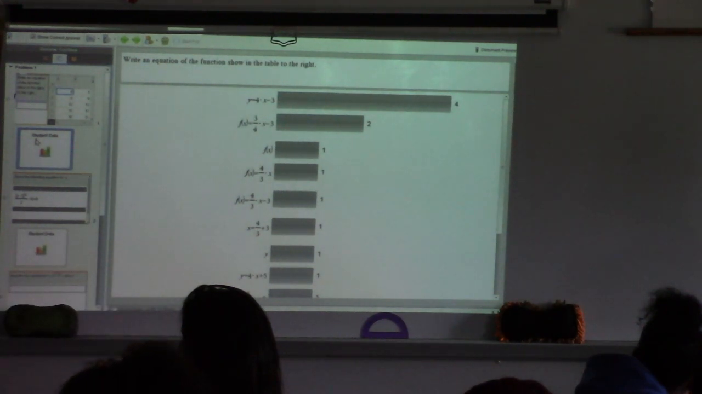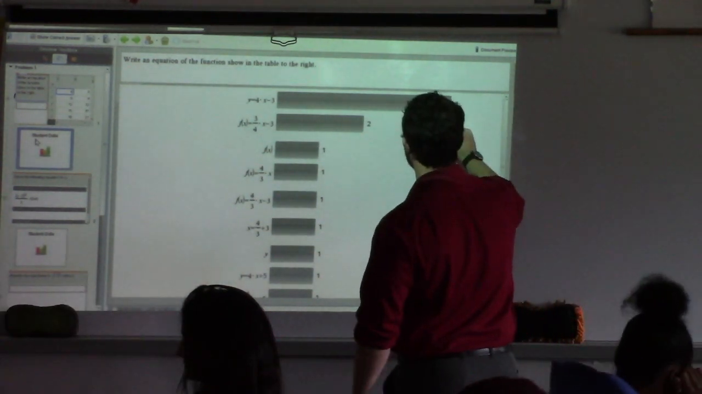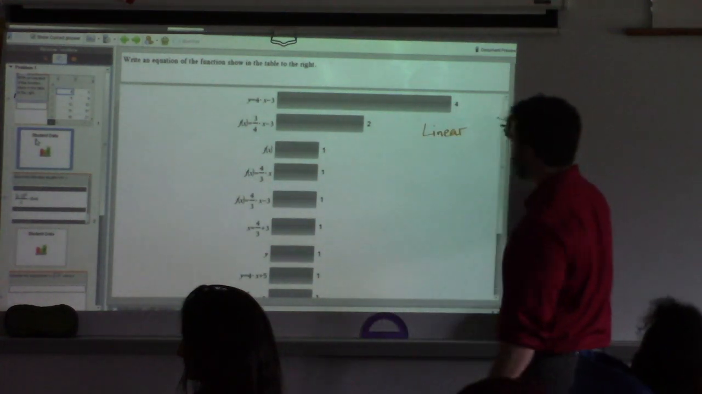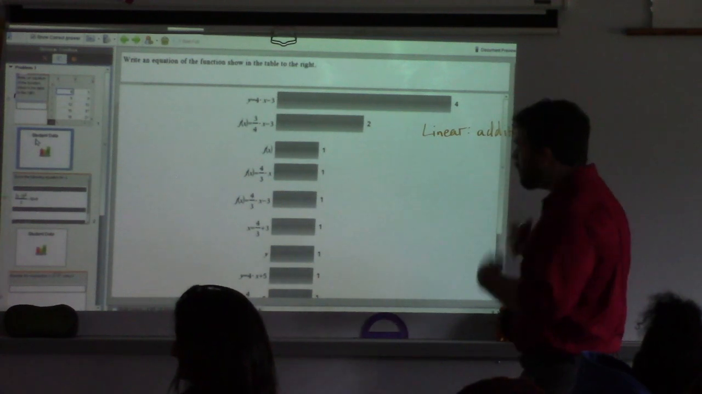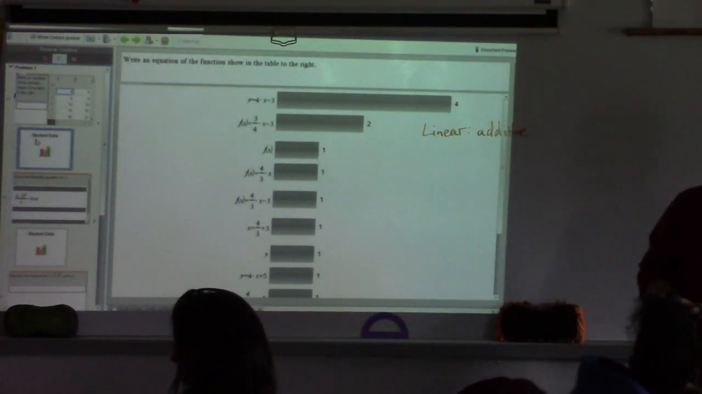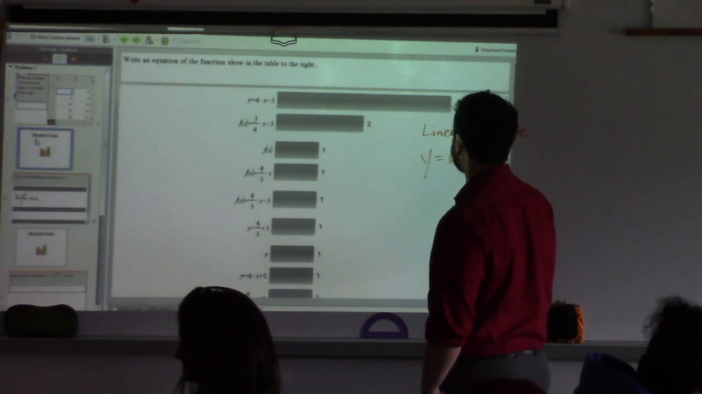But yeah, if we're going to say it's a linear function, or if we're going to write the equation, we need to know the type of function it is. So the fact that we're agreeing it's linear means that we all saw what kind of rate of change? Additive, right? As soon as we see it's linear, as soon as we see it's additive, what's the equation we're dealing with? Y equals mx plus b, right?